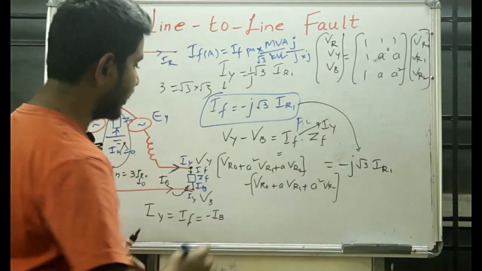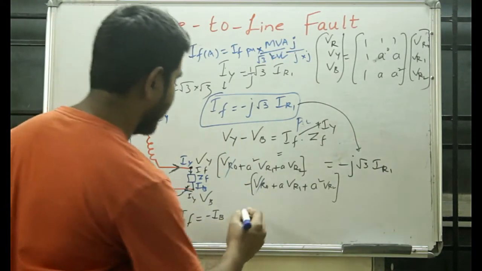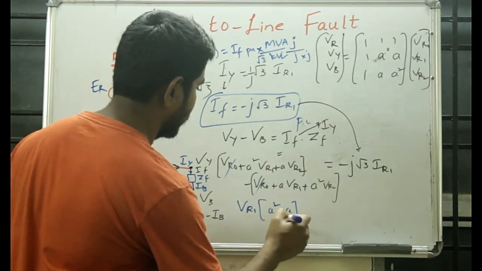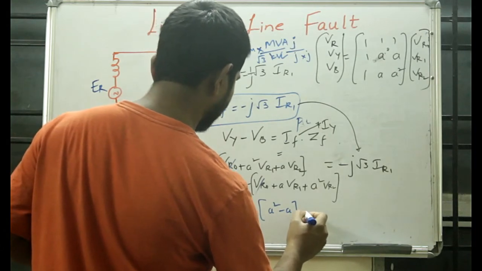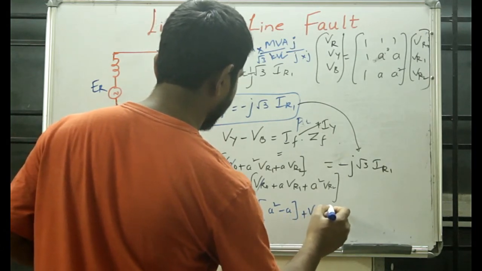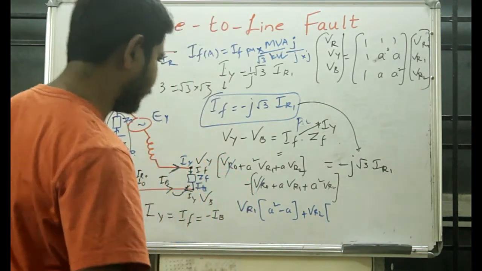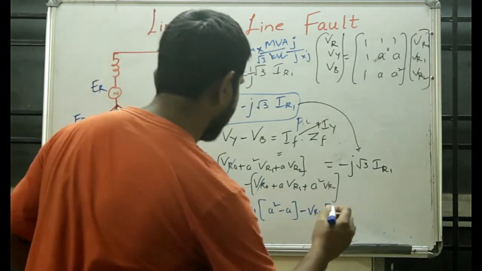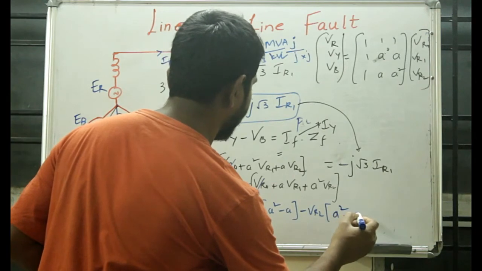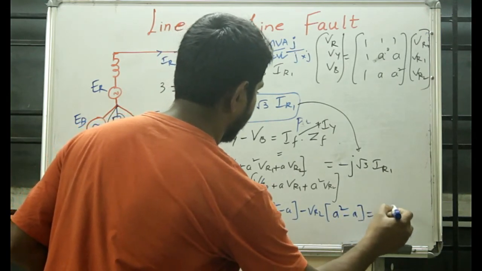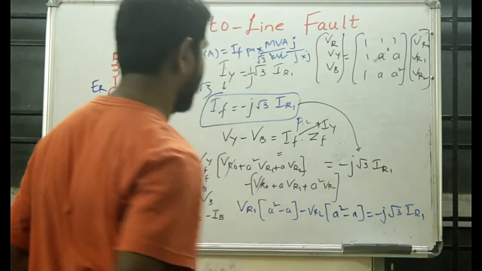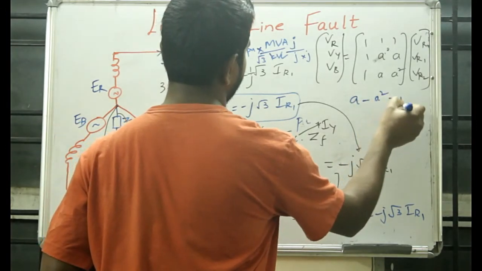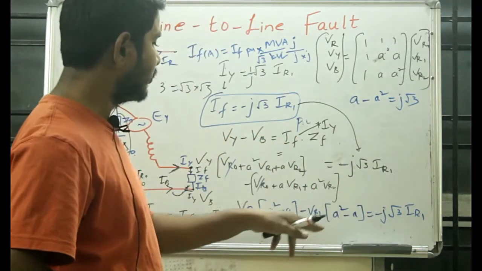Now you can see from the relation that V R0 gets cancelled, and if I take V R1 common, this will be a square minus a. If you take minus VR2 common, this will also be a square minus a. Again this will be minus j root 3 IR1. Now we have seen the relation that a minus a square is nothing but j root 3. Now this is a square minus a.